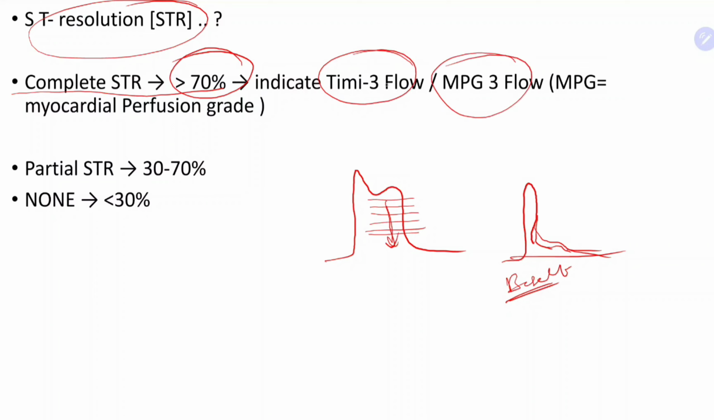What is TIMI 3 flow? We'll see later. Partial ST resolution is when ST segment resolution is 30 to 70%. If the ST resolution is less than 30%, then it is none. That means your thrombolysis has no value.